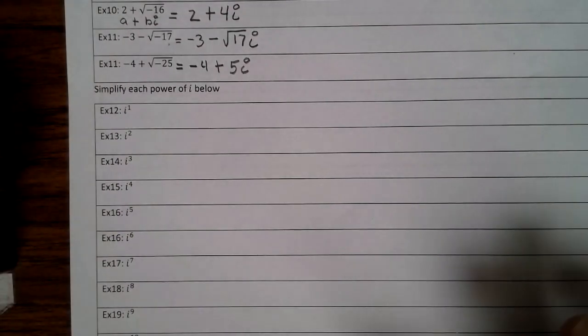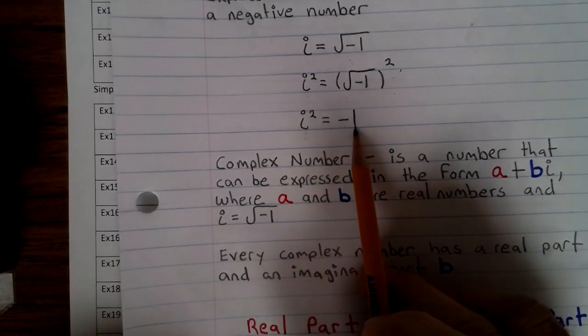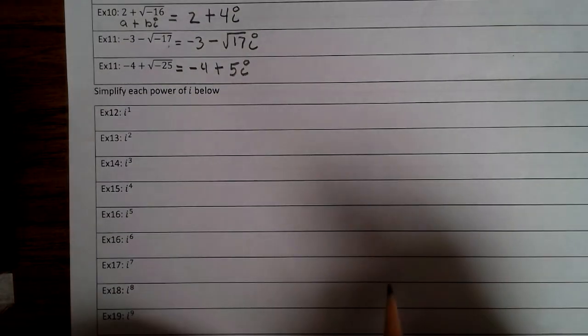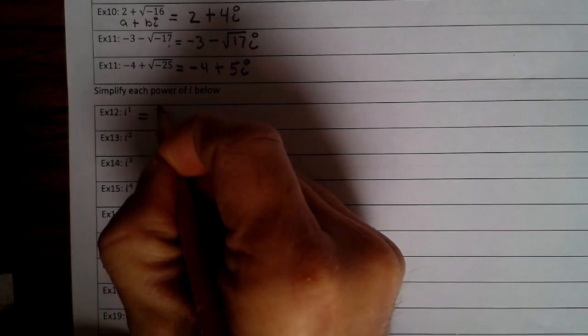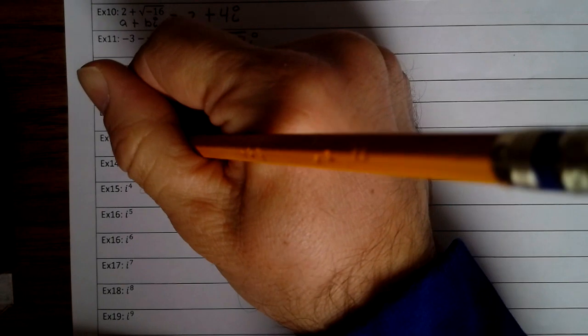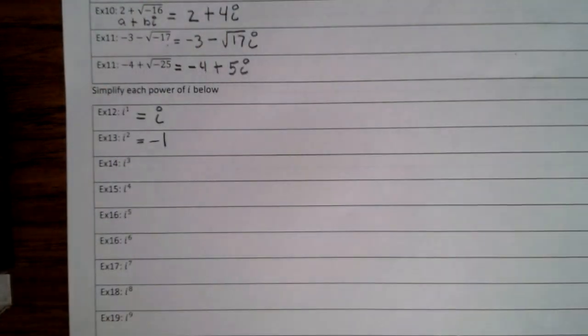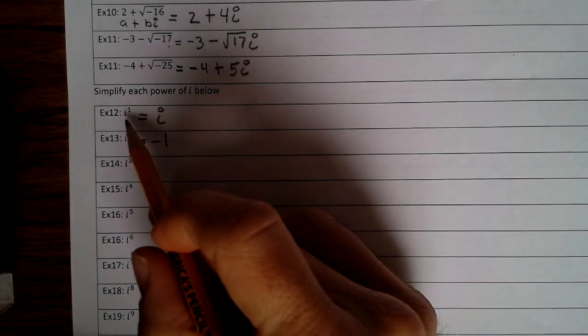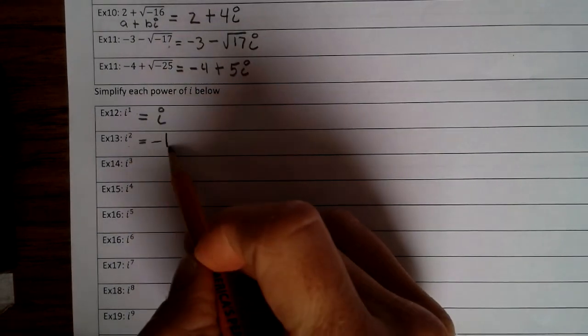All right, simplify each power of i. Now, the reason why I wrote i squared as -1 is because when we get to examples 12 through 20, we need to use that concept, okay? Now, i to the first power is just i, okay? But i squared, we know from our notes, is -1. So we have to use the concept of i to the first power is i, and i squared is -1, and we're going to write each of those in that form.